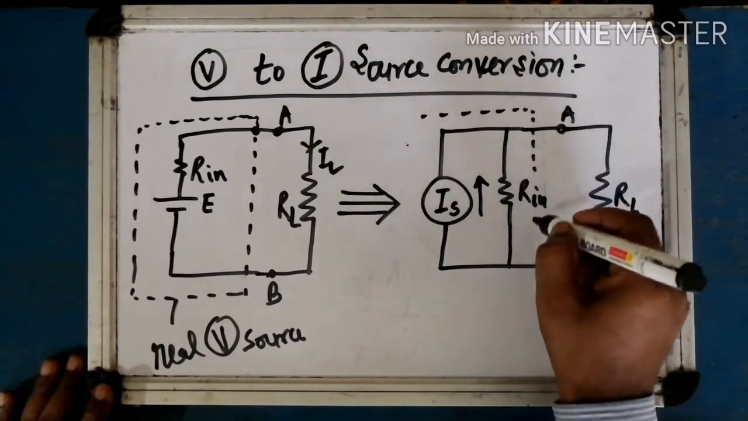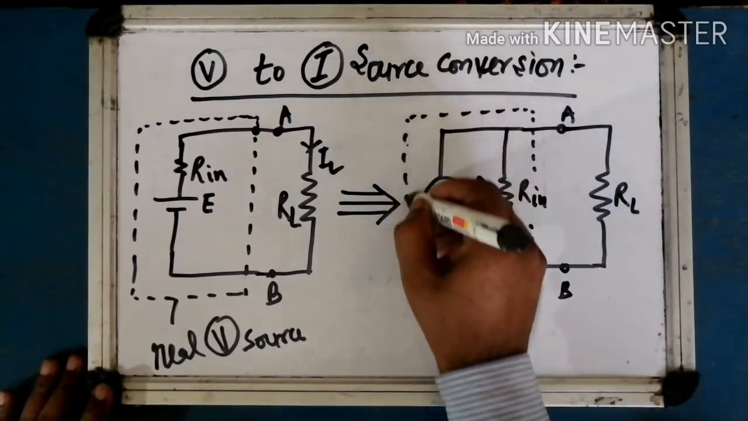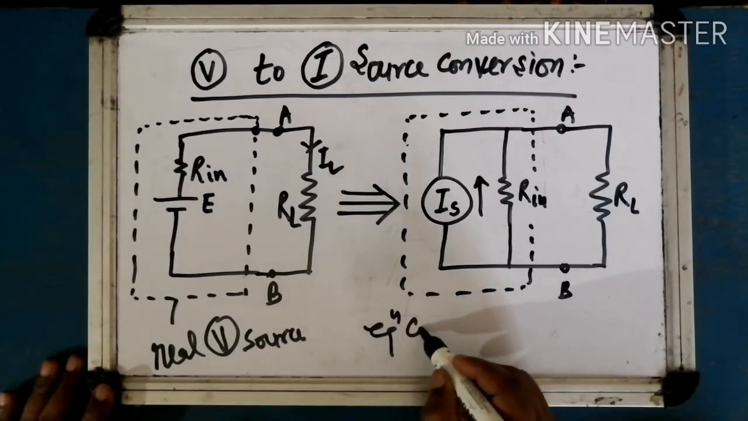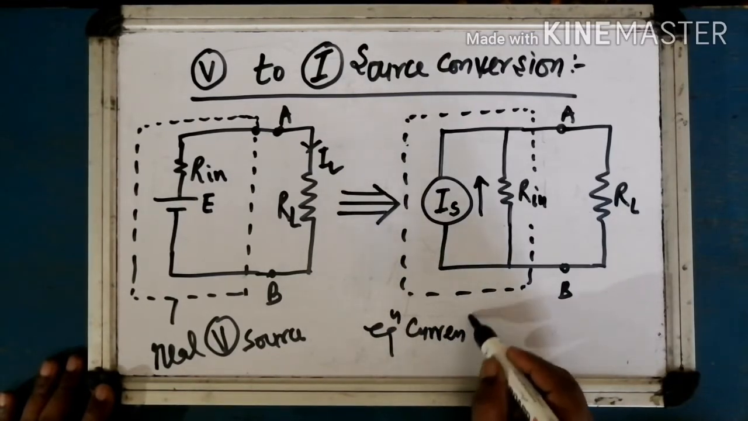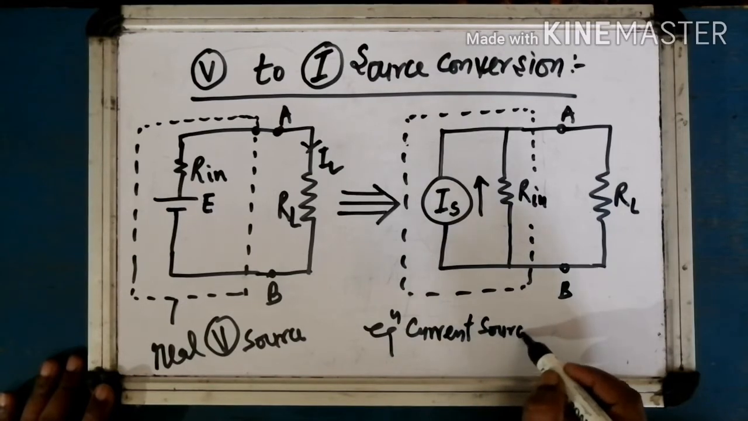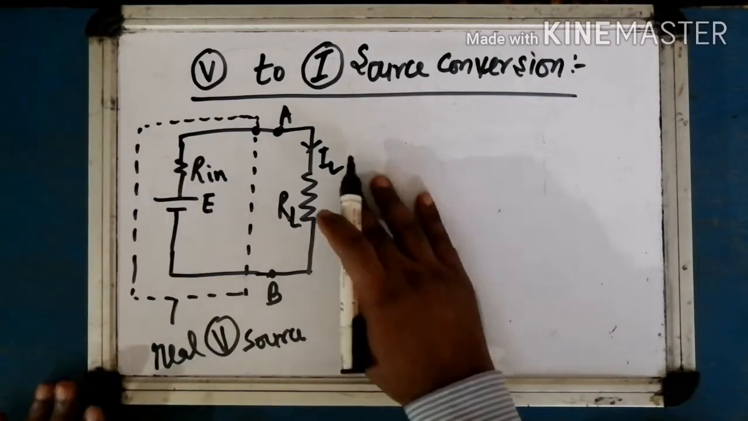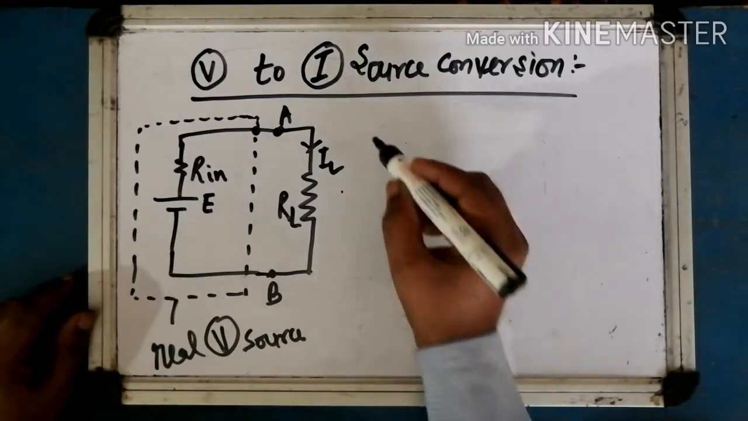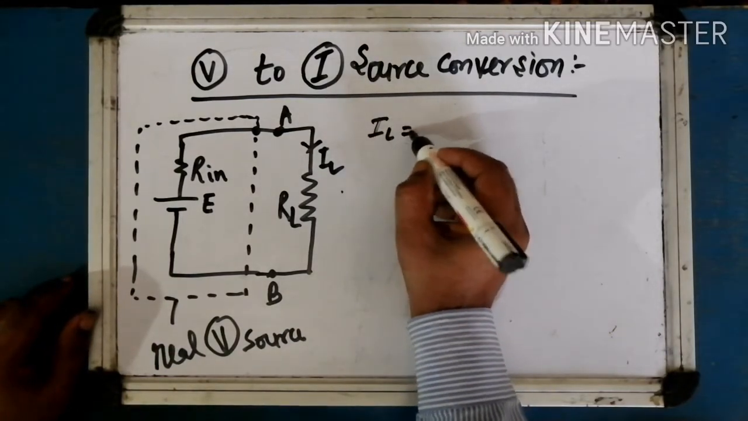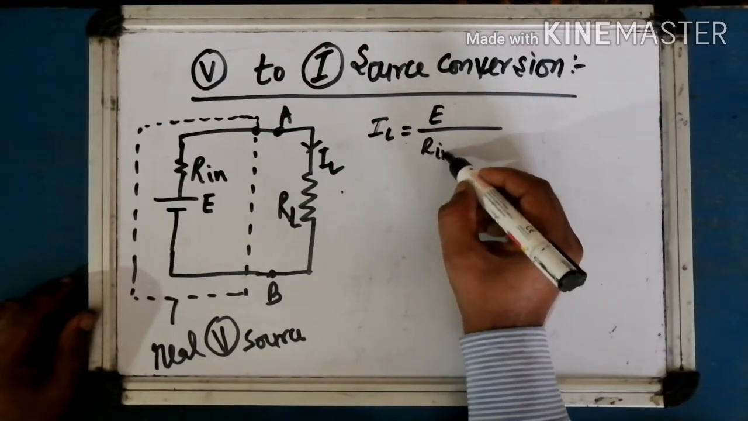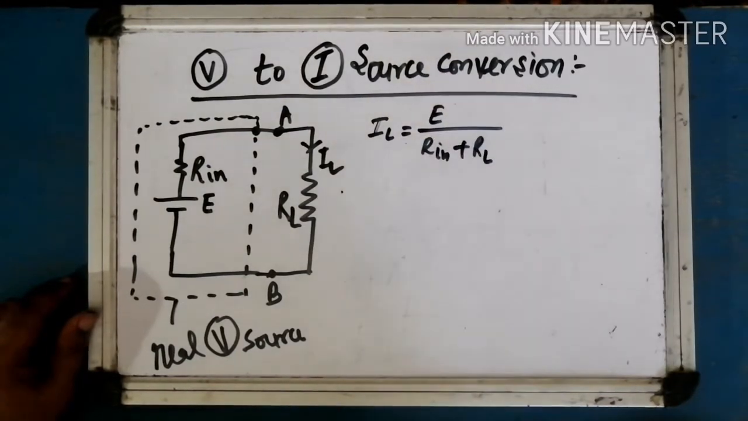This one, the dotted portion, right? This one is known as the equivalent current source. Now I am going to derive the derivation for this. The load current, that is IL, is given by E divided by Rin plus RL, right?